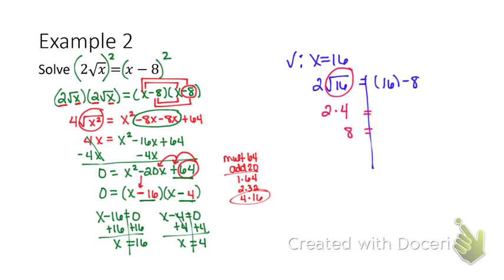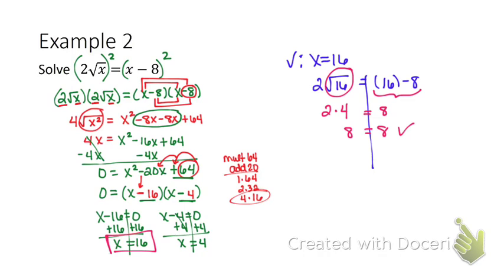8. And on the other side, now let's go over to it. So I have 16 minus 8, which is 16 minus 8, which is? 8. Good. And so 8 does equal 8, right? So 16 is definitely a solution.